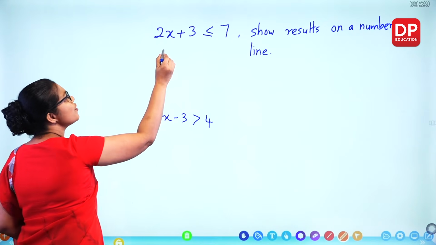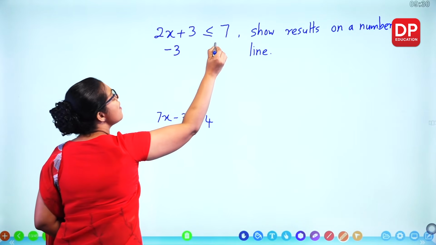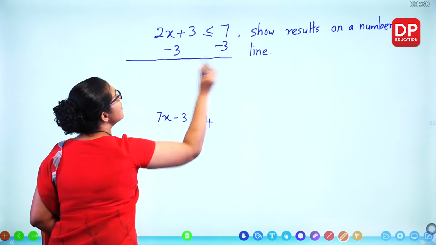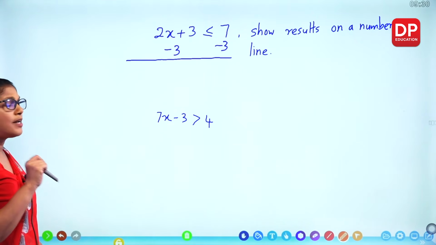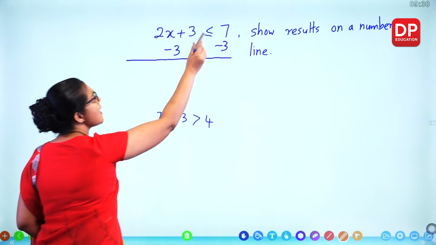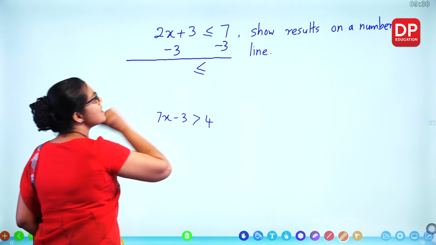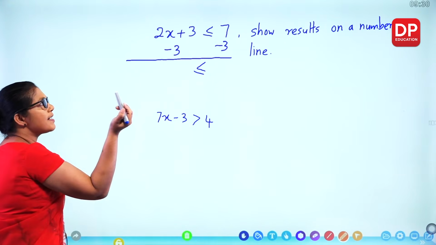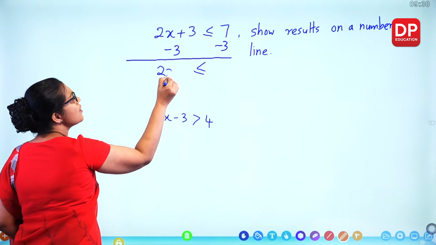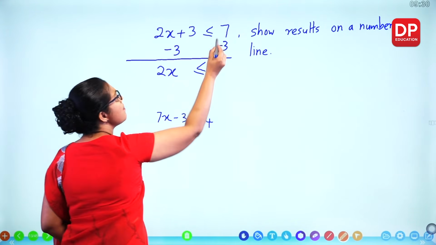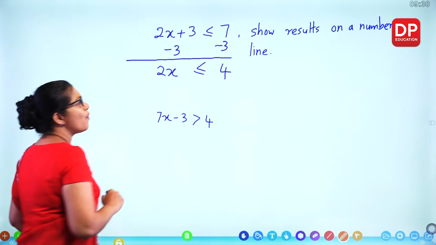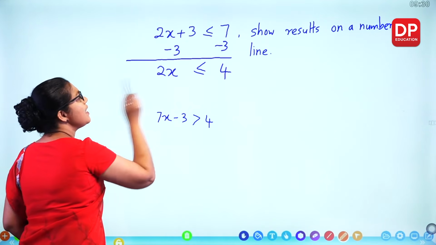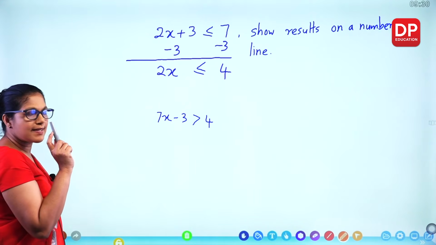So what can I do? I can subtract 3 from both these sides. According to the rule, nothing happens to the sign, so I can use the same sign. So 2x plus 3 and minus 3 get cancelled out. You get 2x here. 7 minus 3, you get 4. Sign is not changing. Now we need to find x.